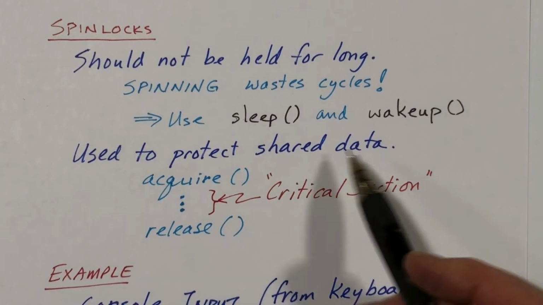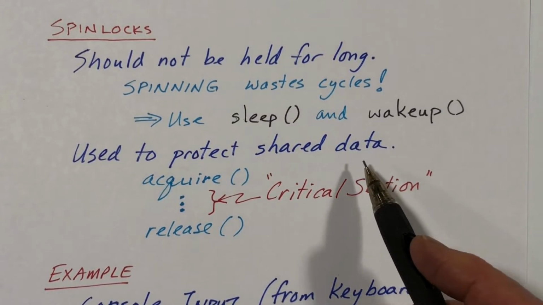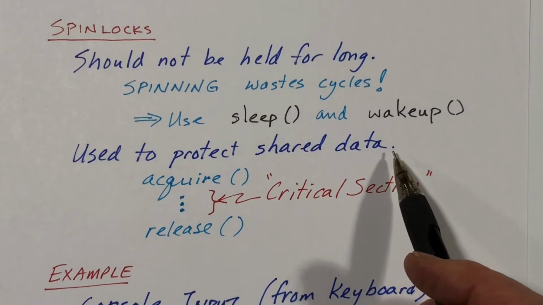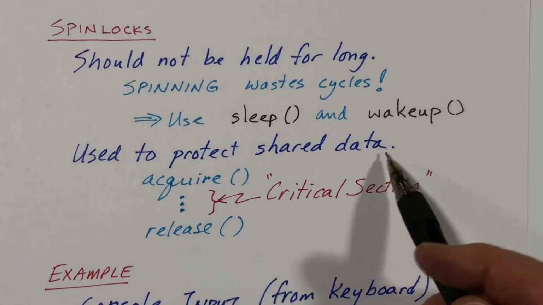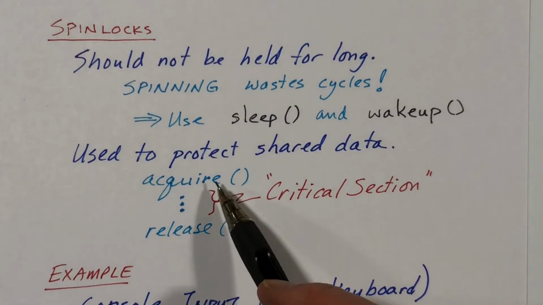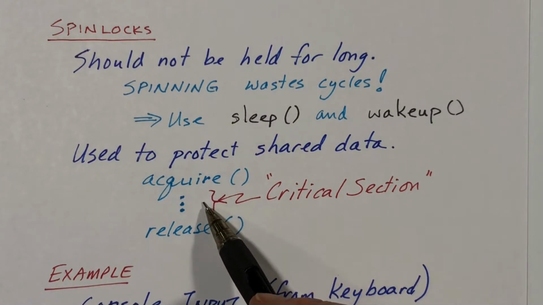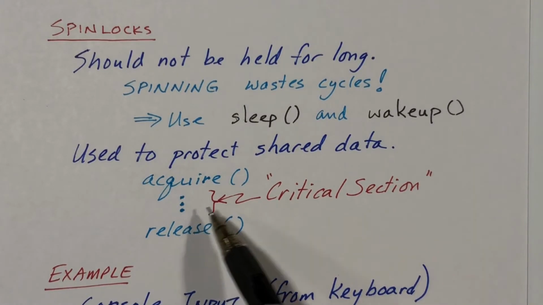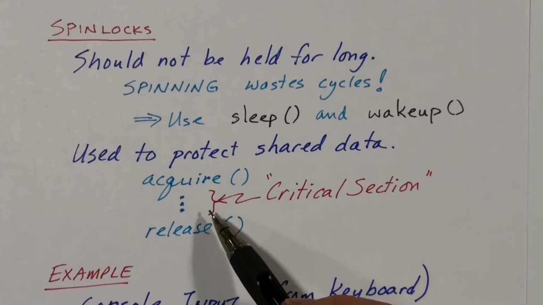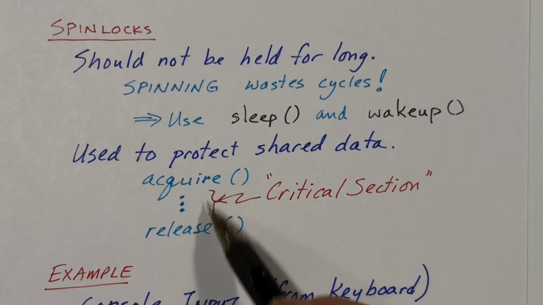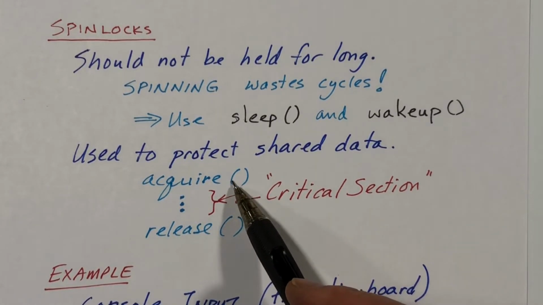Locks are used to protect shared data. Actually, the xv6 documentation has some interesting wisdom. They point out that locks really protect constraints, and I think that's a nice way to put it. But in any case, we almost always see this particular pattern here. We acquire the lock, then we access the shared data, and then we release the lock. The code here is often called a critical section. In other words, it's critical. It can only be executed by one thread at a time, so therefore this code is protected by a lock.